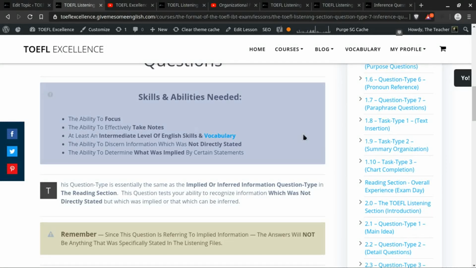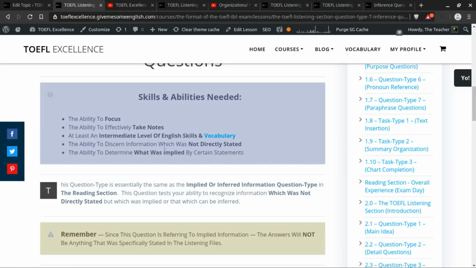So for those of you who haven't been through that section, just in case, we will quickly review the important details anyway. For this particular question type, of course, you have to have the ability to focus, as we've talked about with the other parts of the listening section. Taking notes is incredibly important in this section. The intermediate level of English skills is important for the entire exam.